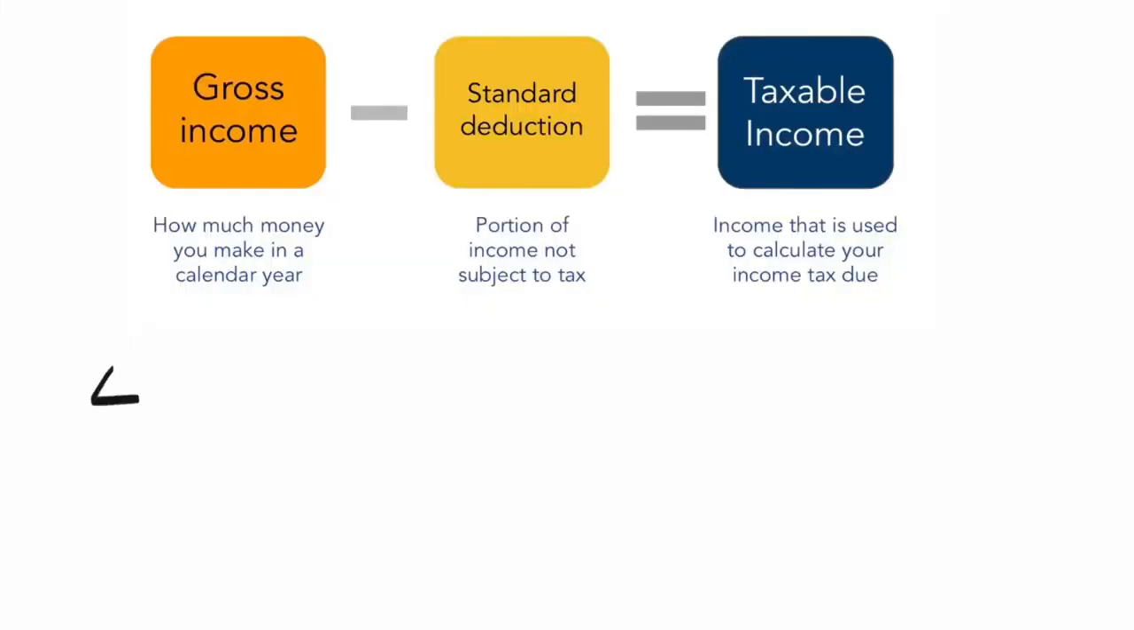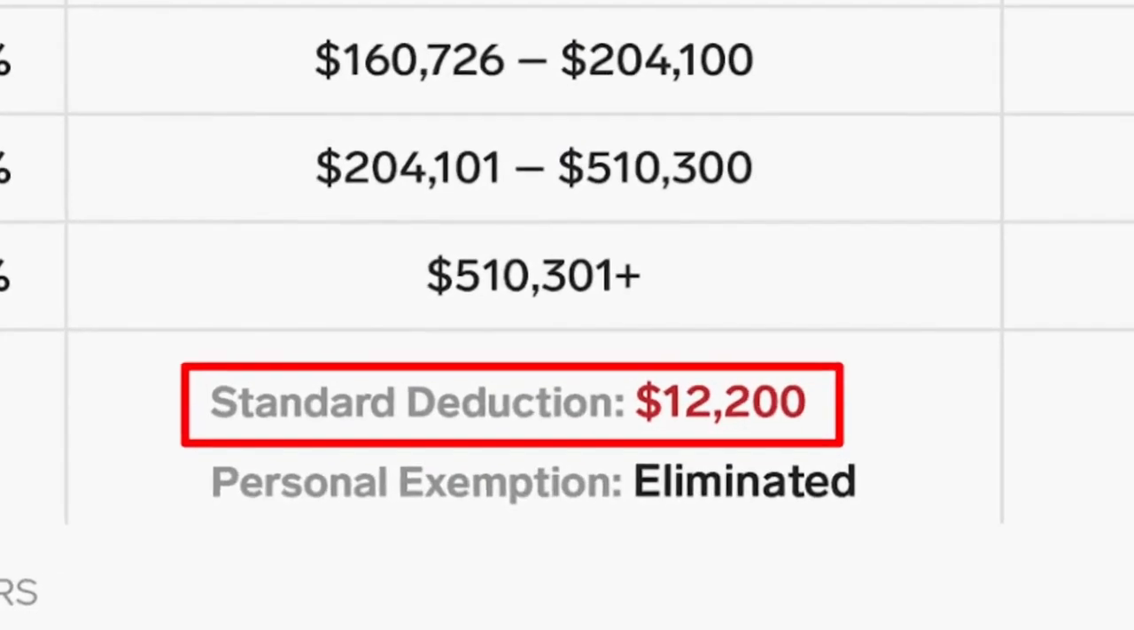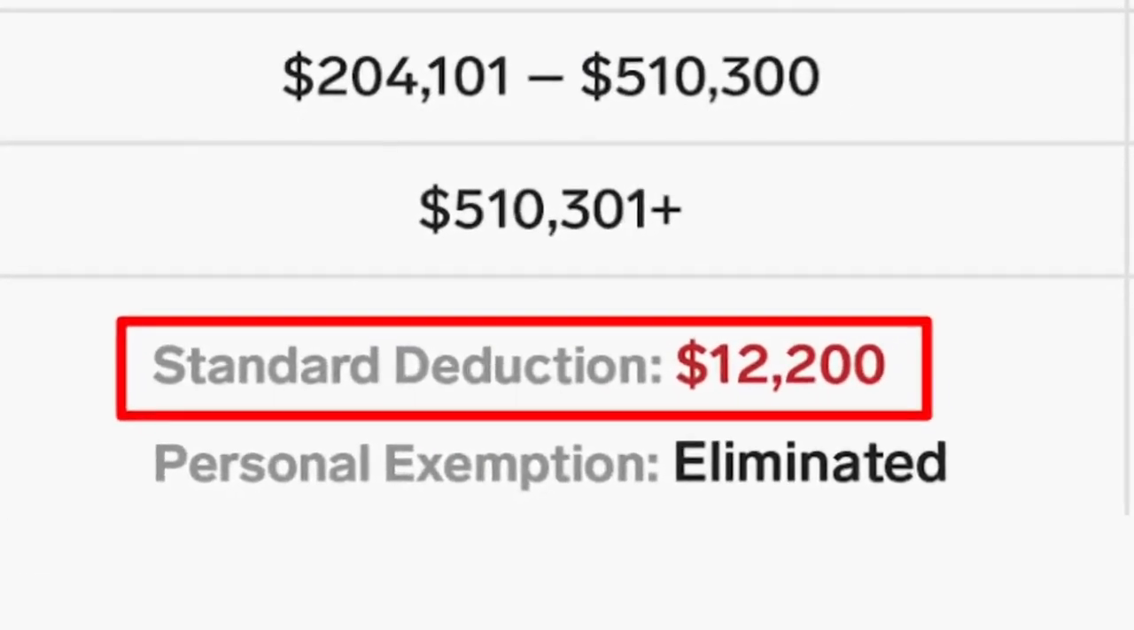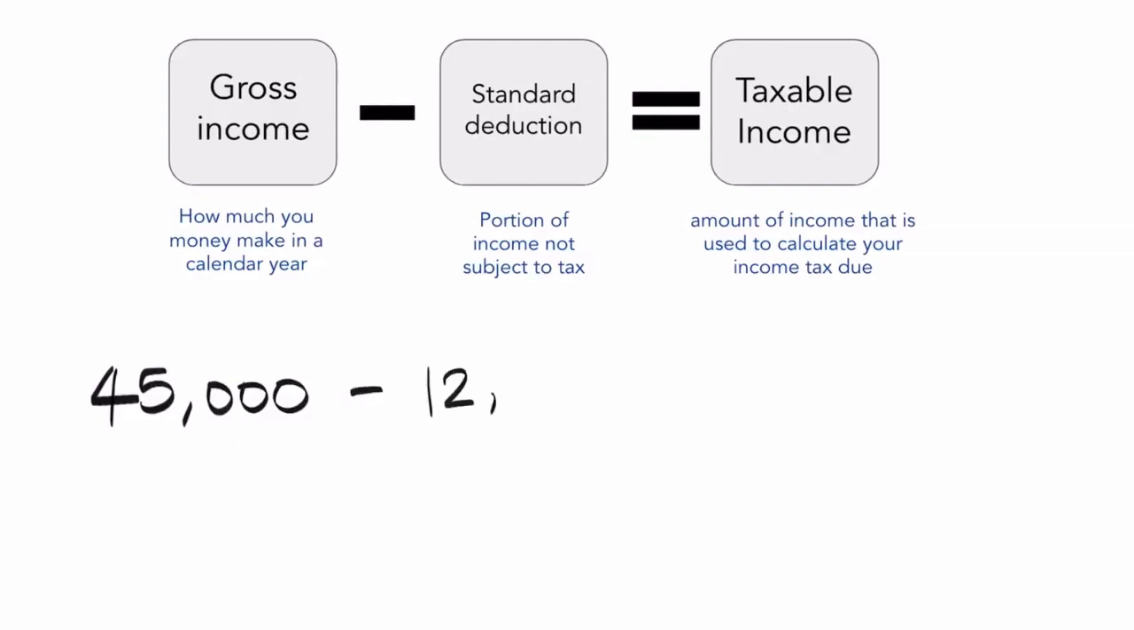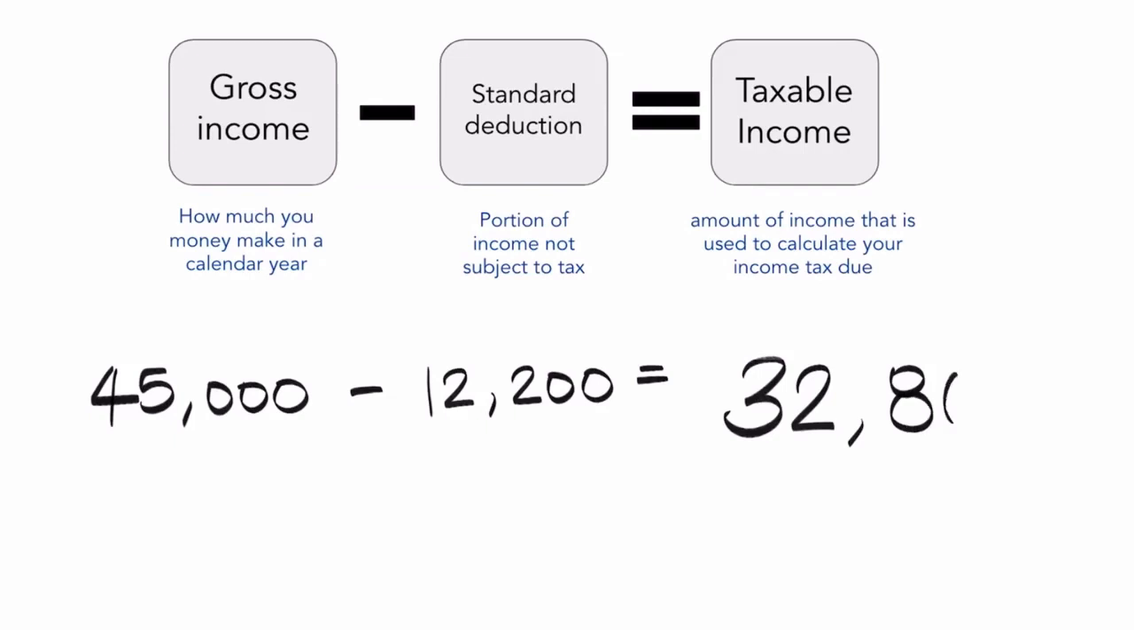So in the example of Omira, her gross income is $45,000. Then we can subtract the standard deduction, which in 2019 is $12,200. Be sure to check the updated standard deduction each year. $45,000 minus $12,200 is equal to $32,800. We will use her taxable income value to then calculate her tax due.